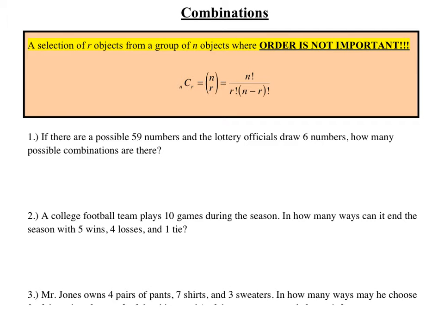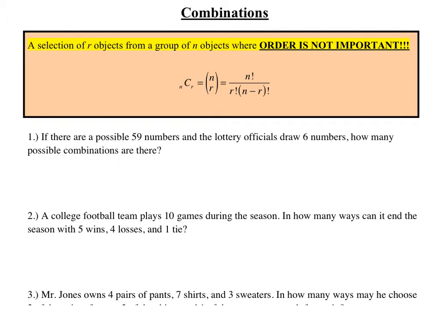Instead of the P, we use the C for combinations. N is still your total number of objects. R is still the number of objects you're selecting. So nCr, when you see that, you should recognize that means you're finding the number of combinations.